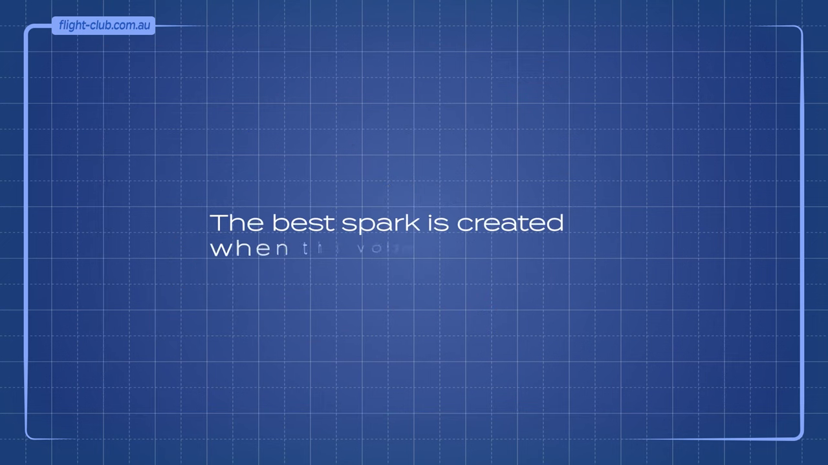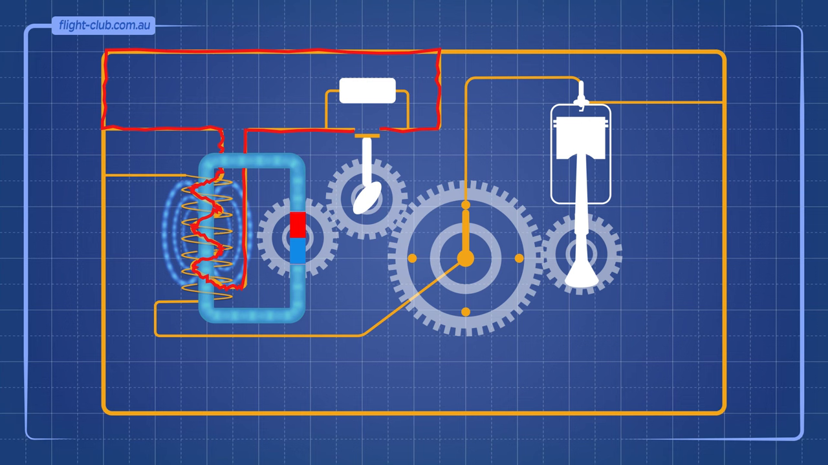The best spark is created when the voltage spike is strong. But when the breaker point opens, electricity arcs across the points. The magnetic field in the core does not collapse as quickly if this happens, so the voltage spike is not as strong. The solution to this problem is the capacitor.